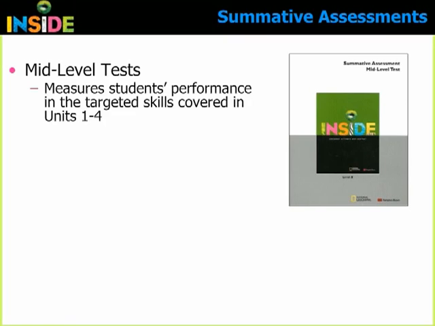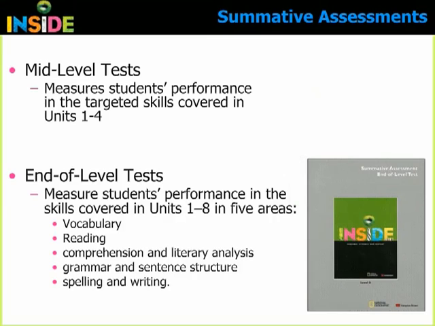Insight offers summative assessments to help you measure students' mastery of standards over time. 2 summative assessments are offered in levels C through E. The mid-level tests measure a student's performance in the targeted skills covered in units 1 through 4. And the end-of-level tests measure students' performance in the targeted skills covered in units 1 through 8 in 5 areas: vocabulary, reading comprehension, literary analysis, grammar and sentence structure, spelling, and writing. Test results can be used as one measure to determine if a student is ready to exit from the program.